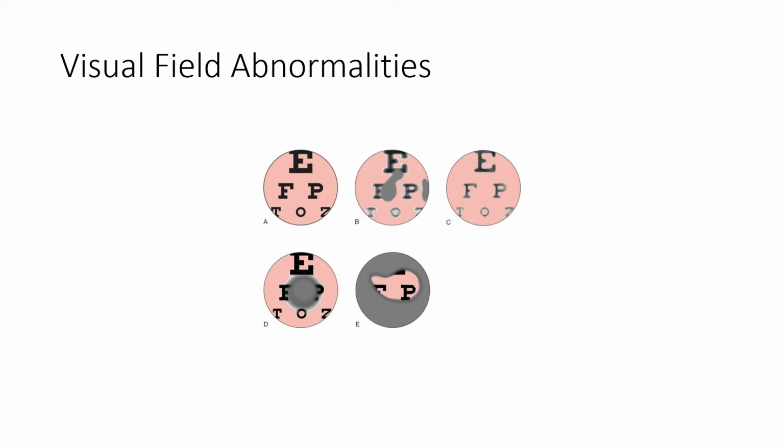Here are some examples of visual field abnormalities. Letter A is normal vision. B is what they consider seeing floaters. C is what they consider blurred vision. D is macular degeneration, which we will talk about. They're losing their central vision. And then glaucoma is E, and they're losing their peripheral vision.